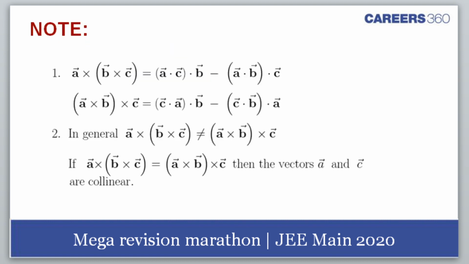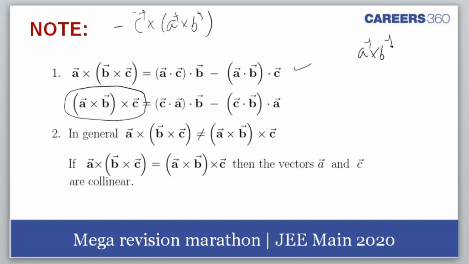So vector triple product, what do we have here in the notes? A cross B cross C is this. Similarly, if I write A cross B cross C, that would be minus of C cross A cross B, right? Because A cross B is minus of B cross A, minus of B cross A.